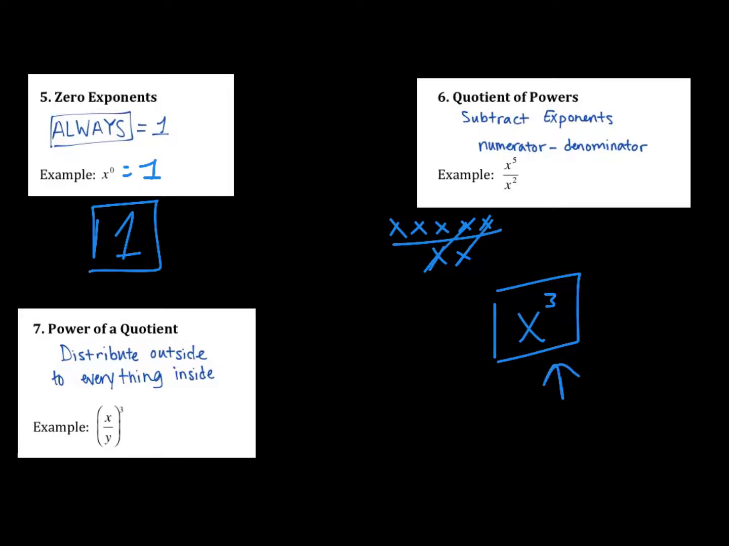And number 7, power of a quotient. Same thing, if you have that power on the outside of your parentheses, I always just like to distribute it in first. Now in this case, that's the only step to do. But that's what you will always do with that power on the outside. So this is really x to the first and y to the first. So the 3 goes to both of them. So this becomes x cubed over y cubed.